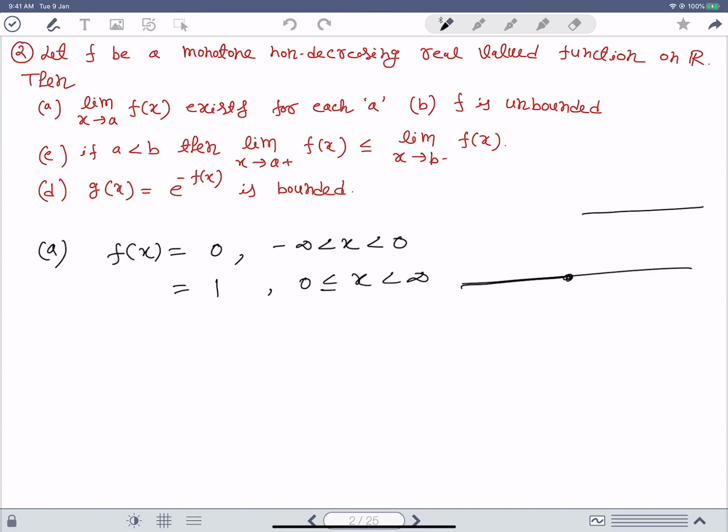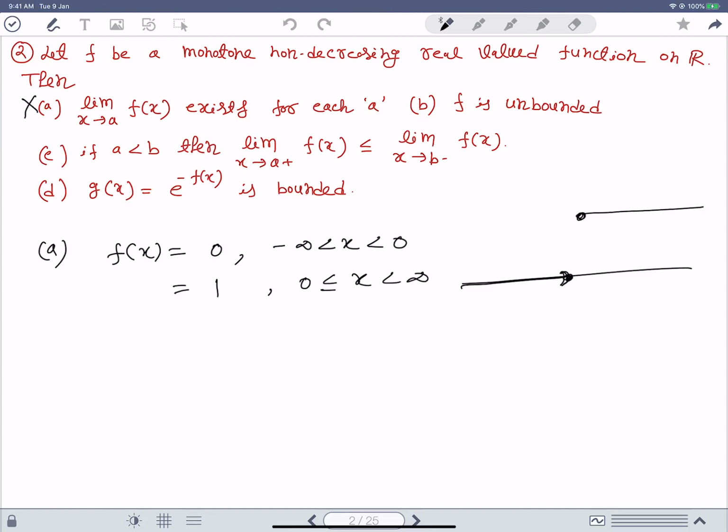Okay, so this one we are taking, and we are not taking this. Right, so we have a jump. In that case, the limit at 0 does not exist. So we can rule out this one.